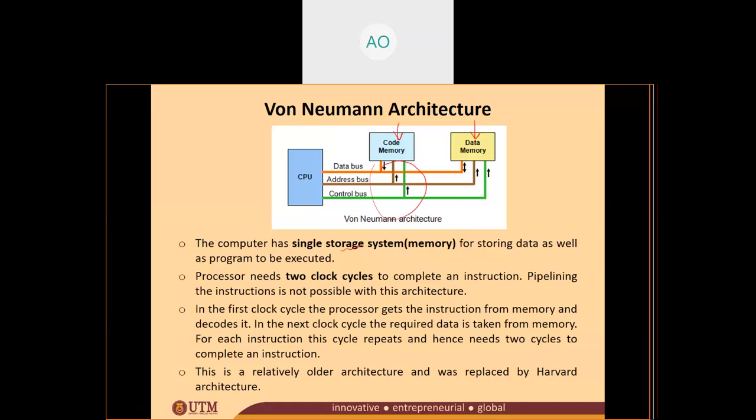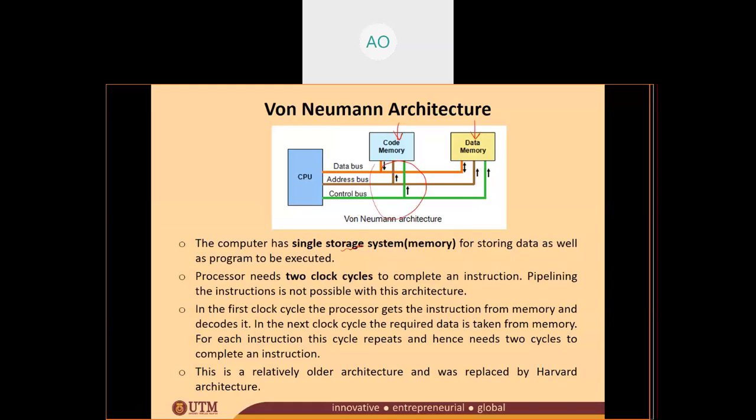In this architecture, the processor needs 2 clock cycles to complete an instruction, because you cannot use any pipelining techniques. Pipelining is actually executing another process before a previous process is done. It's something like multitasking. Because you share the same buses here, you cannot do multitasking.